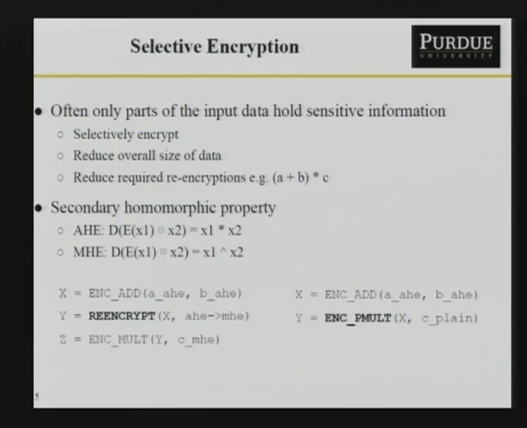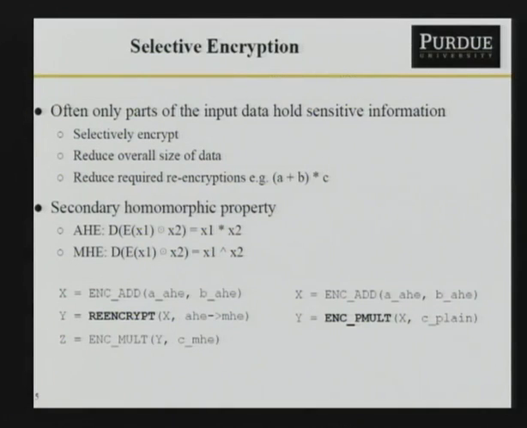Okay, so this is the third optimization that tries to reduce the number of re-encryptions. This is probably more interesting and a bit more involved. And it leverages the fact that oftentimes we have files that hold many columns, and not all of those columns hold sensitive information. So how do we leverage that? We only encrypt the columns that hold sensitive information.